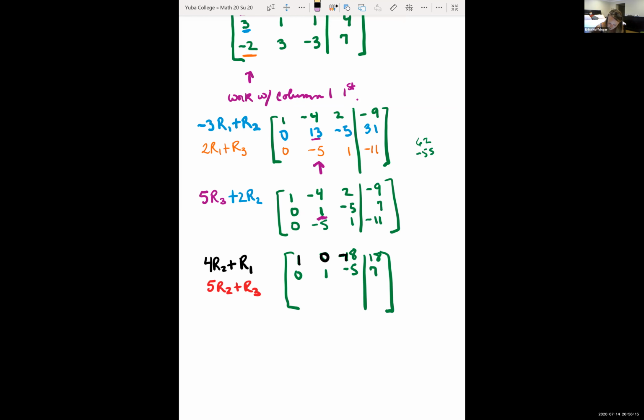And now we want to get our new row 3. So our new row 3, 5 times row 2: 5 times 0 is 0, plus 0 is 0. 5 times 1 is 5, minus 5 is 0. 5 times negative 5 is negative 25. Negative 25 plus a 1 would be negative 24. 5 times 7 is 35. 35 minus 55 is negative 20. Did I do that right?